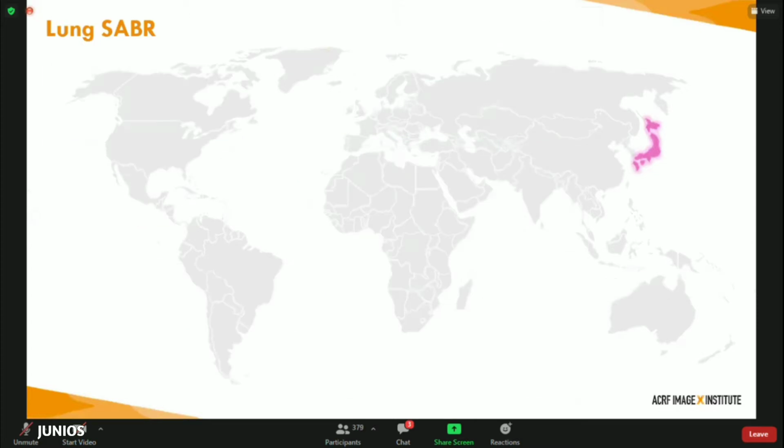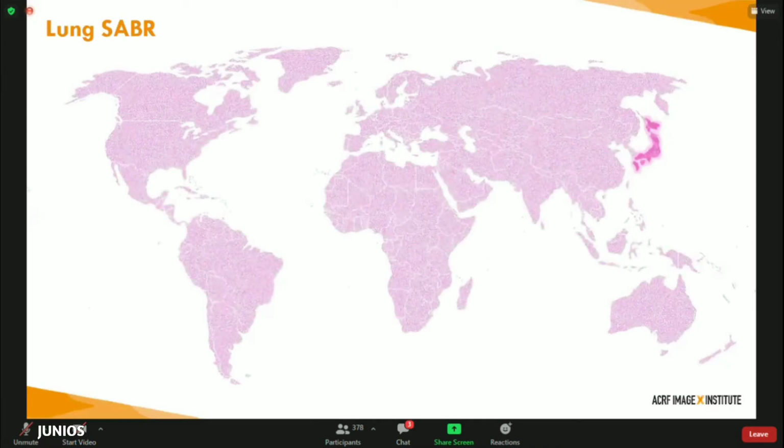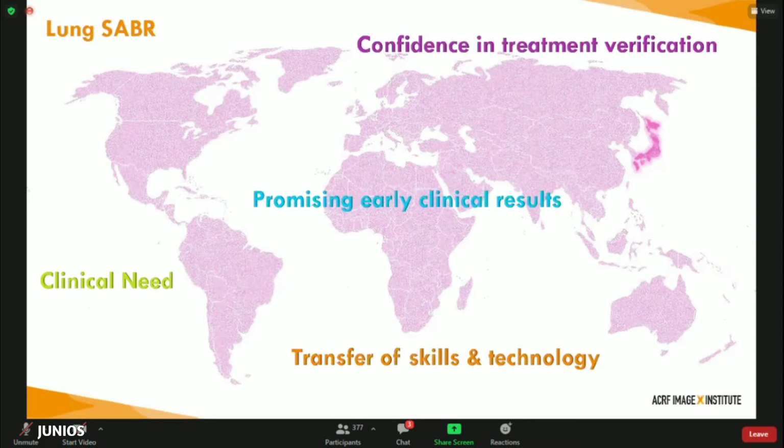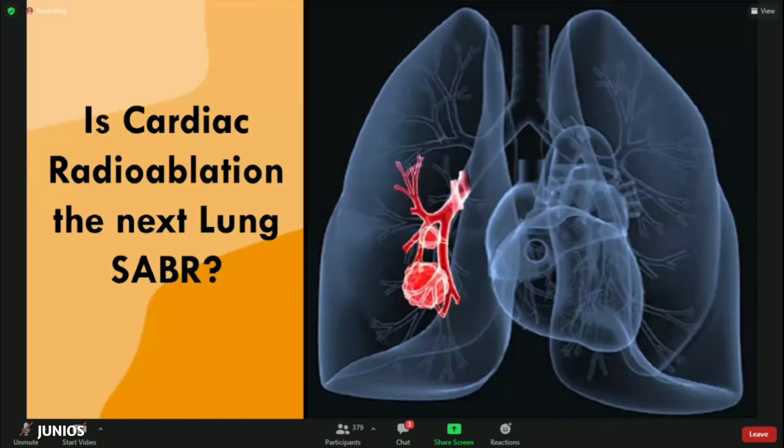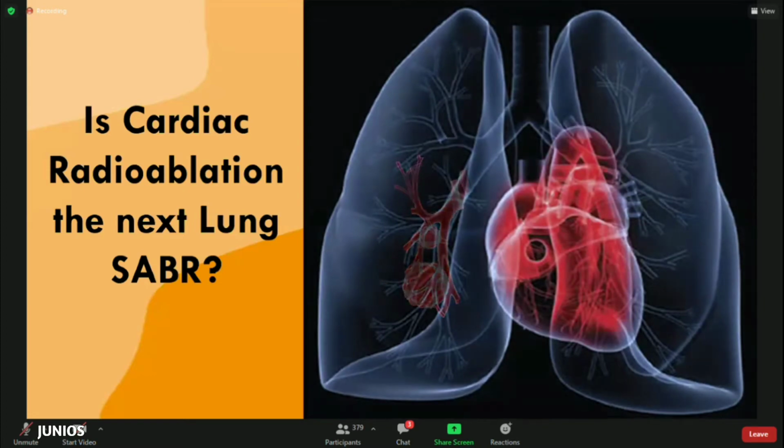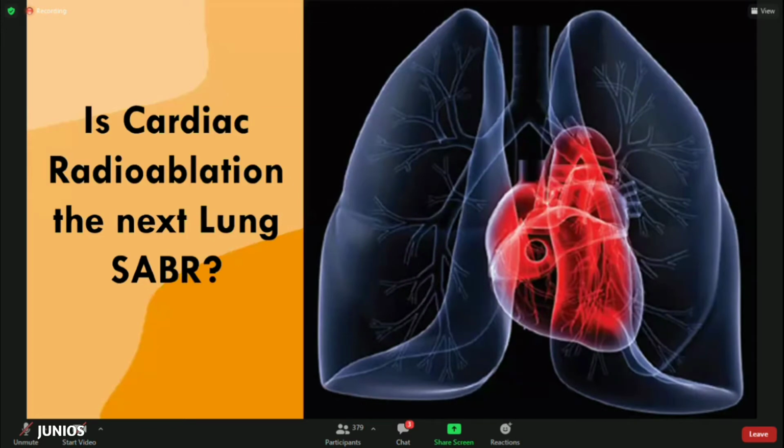This technique has now become a much more accessible treatment option for patients, and not just those with inoperable lung cancers. Large driving factors for this fairly rapid and widespread clinical adoption was the clear clinical need, early promising clinical results, the ability to transfer established skills and technology, as well as the development and verification of treatment delivery techniques that establish confidence in clinical outcomes. So the question is, could cardiac radioablation follow the same path and soon become a globally available and clinically proven treatment for patients suffering from cardiac arrhythmias?